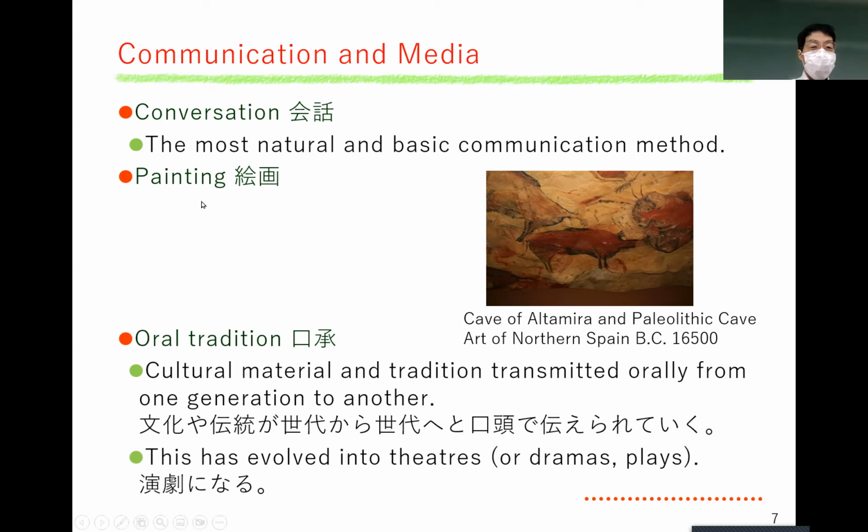So there are mainly two kinds of art. One is performing art. Another is art that is fixed on some medium. That starts from ancient days, with painting and the oral tradition. This is the ancestor of performing art.